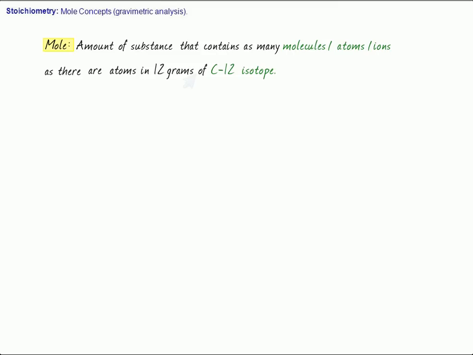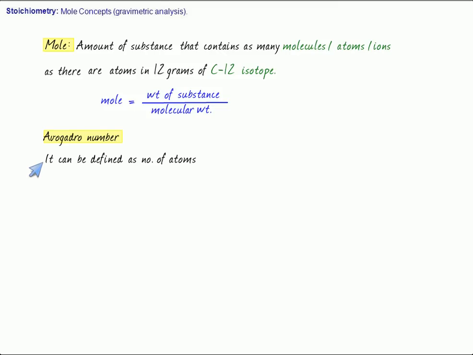And we write it mathematically, mole is equal to weight of the substance divided by molecular weight. In this regard, we have another important term called Avogadro number. Avogadro number, we are all familiar with the value, but it is defined as the number of atoms or molecules present in 1 gram atom or 1 gram mole of a substance, which is equal to 6.022 or 6.023 as it is written in books, into 10 to the power 23.